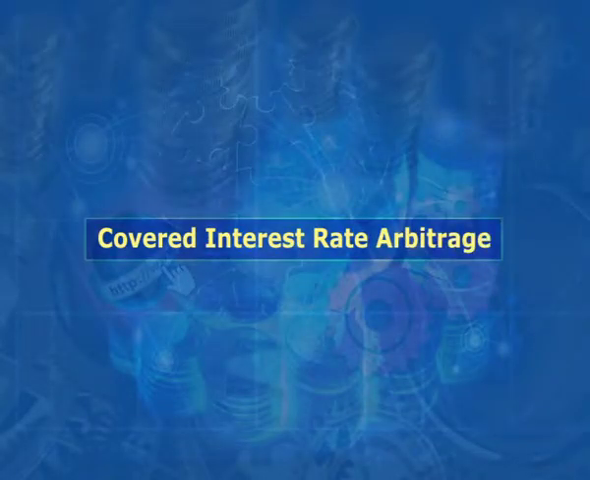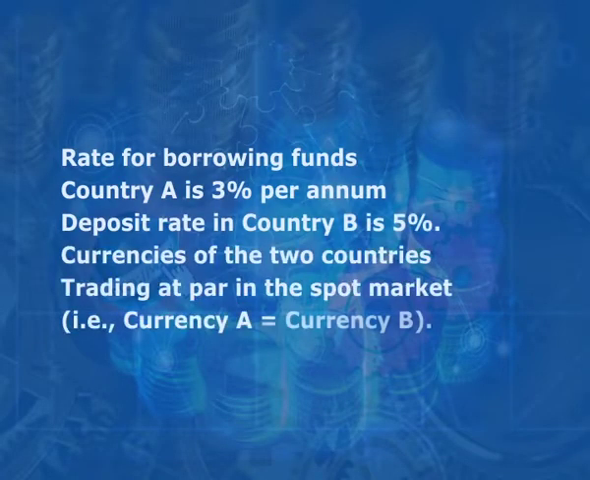Covered interest rate arbitrage. Consider the following example to illustrate covered interest rate parity. Assume that the interest rate for borrowing funds for 1 year period in country A is 3% per annum and that 1 year deposit rate in country B is 5%. Further, assume that the currencies of the two countries are trading at par in the spot market, that is, currency A is equal to currency B.